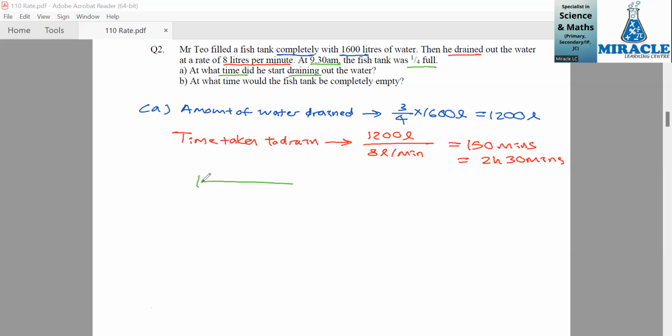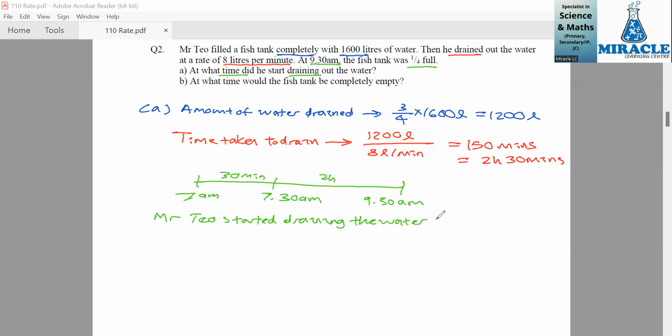So let's draw our timeline and work backwards. So at 9:30 a.m., he was finished. So let's go 2 hours back. And that would be 9 minus 2, which is 7:30. And 30 minutes backwards would be 7 a.m. So Mr. Teo started draining the water at 7 a.m.